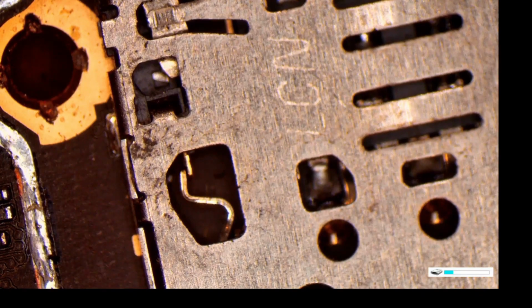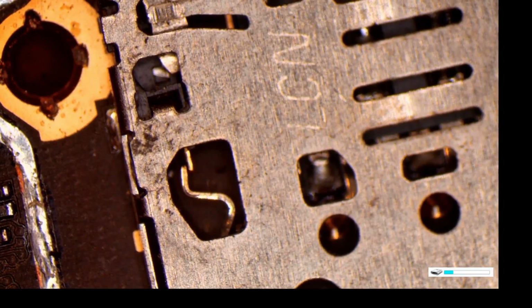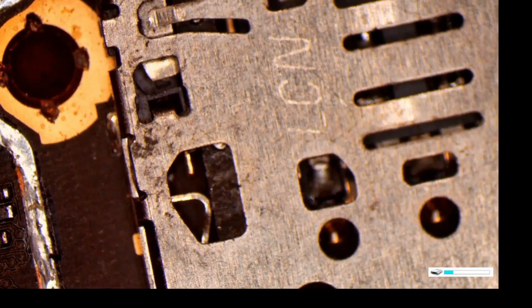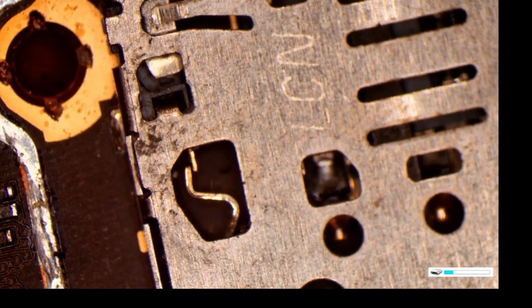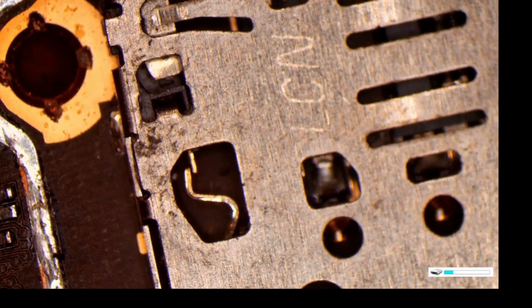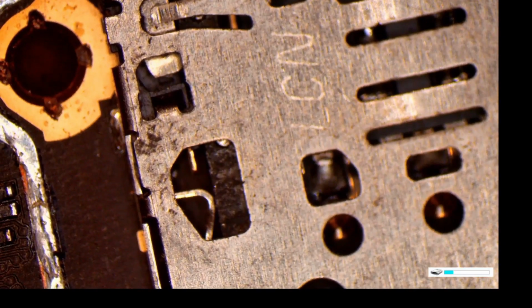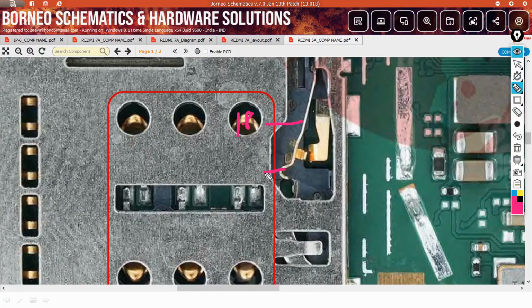Now I am inserting the SIM. Now you will see this: both pins are connecting together. Now after inserting the SIM, the tray, this pin, right? This pin is connecting to the ground.